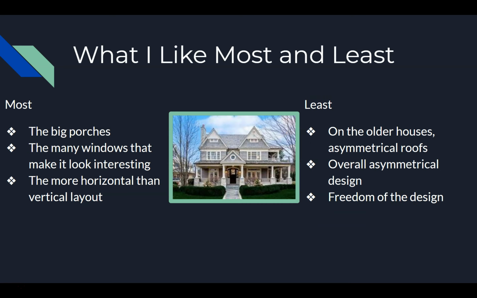What I like most and least: I really like the big porches. That's something that I've always really been attracted to when it comes to houses, and the exterior looking really intricate with the windows. And I like the houses being more horizontal than vertical. I just feel like it's more of an open layout and it's more space.